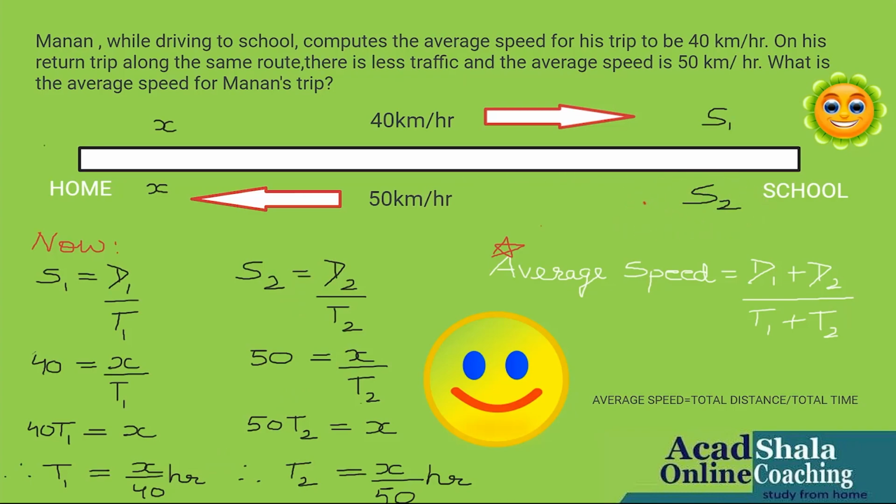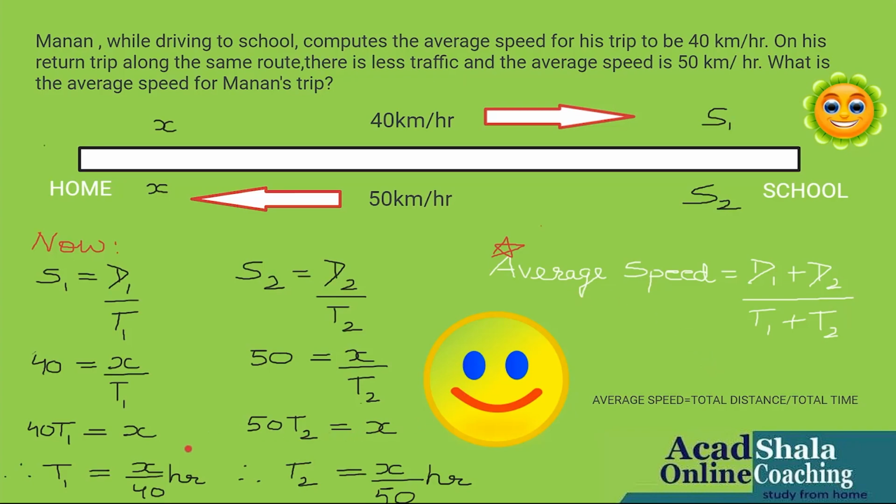Same way we will do it for S2, that is the speed. S2, that is distance upon time. That is S2 is equal to D2 upon T2. Quote the value 50. I have written X, because it is X distance for this route also from school to home. So X upon T2. Cross multiply. 50 T2 is equal to X. Therefore, T2 is equal to X upon 50 hours. This you have understood, students.